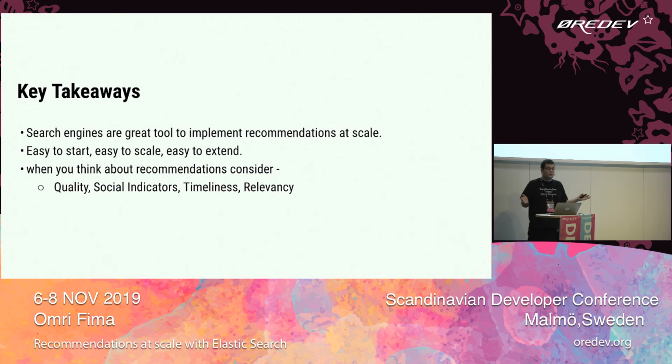So what are the key takeaways from this talk? What I want you to remember is that search engines are great tools to implement recommendations at scale. It's easy to start, it's easy to scale, it's easy to extend, but still, it's not magic. You will still need to find your tags, decide what your user interests are, decide weights, and so on, and how to tune it. And when you think about recommendation, you need to think about what makes a recommendation a good one. It's not only CTR, it might be timeliness, it might be relevancy. You might see that diversity might bring better results than just showing the best or most relevant content for the users.